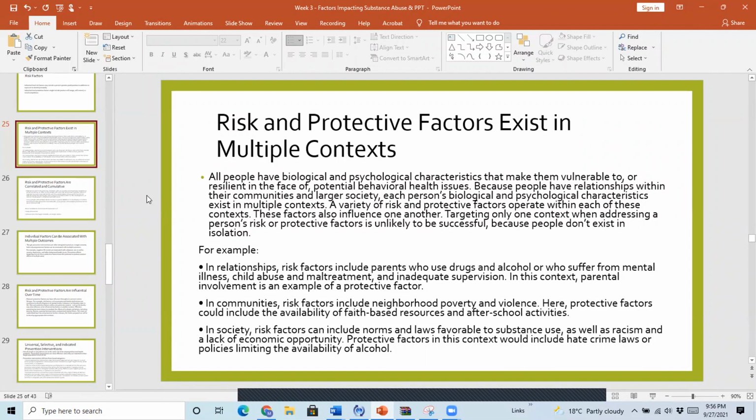Another one, in communities, risk factors include neighborhood poverty and violence. How do we create protective factors to that? By creating faith-based resources, after-school activities, community support, social services. In society, risk factors can include norms and laws favorable to substance use, as well as racism and a lack of economic opportunity. So protective factors would be, let's combat hate crimes. Let's develop hate crime laws. Let's limit the availability of certain substances.